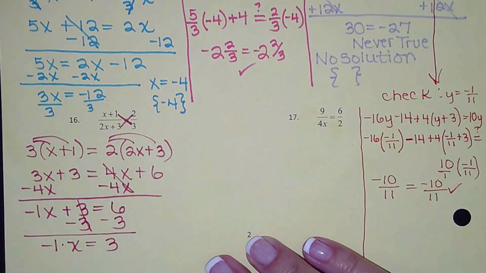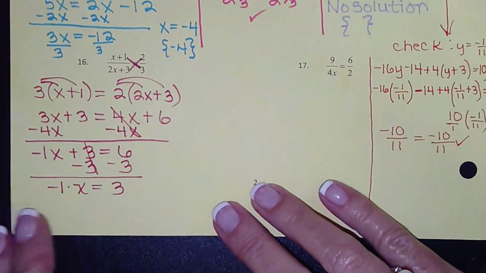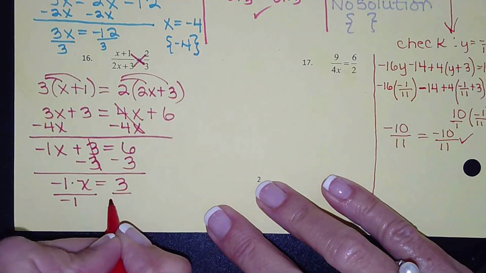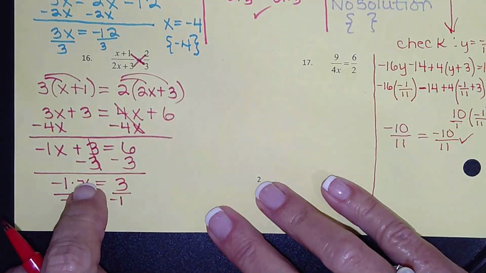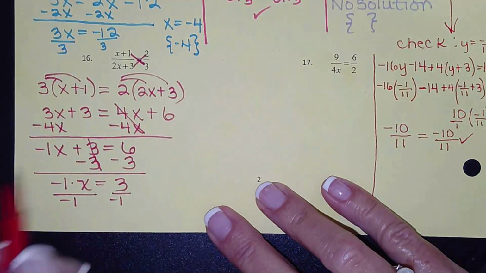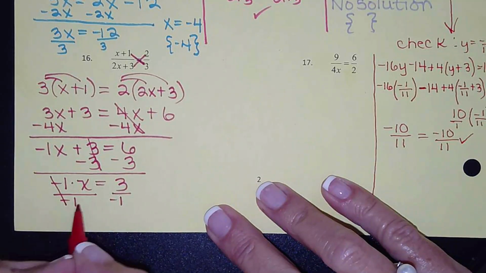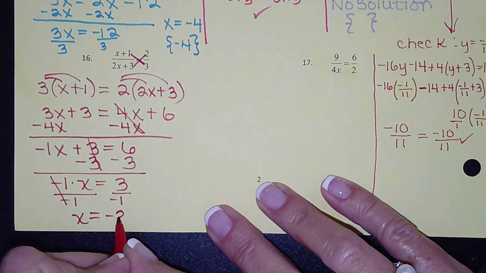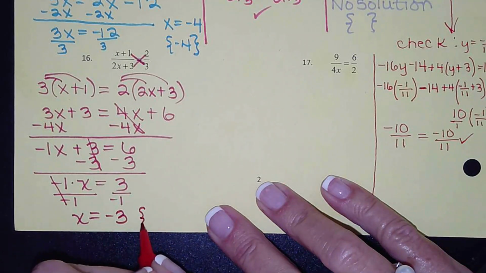And the opposite of times -1 is divide by -1, and that's why I put that times sign in to remind me what to do with that negative. Opposite of times, divide. Double negative, 1 divided by 1 is 1x. 3 divided by -1 is -3.